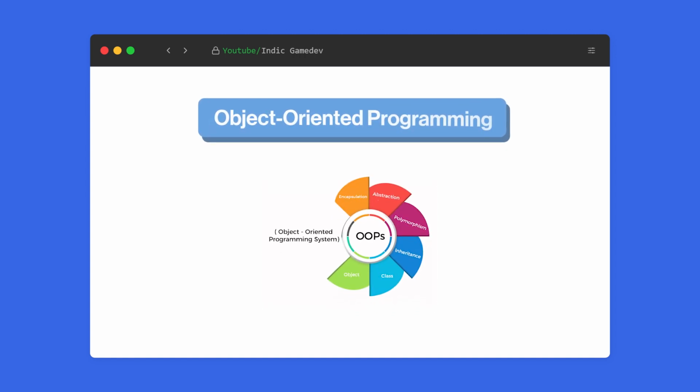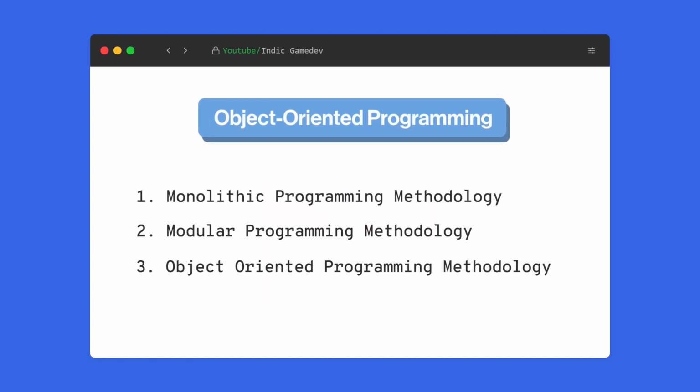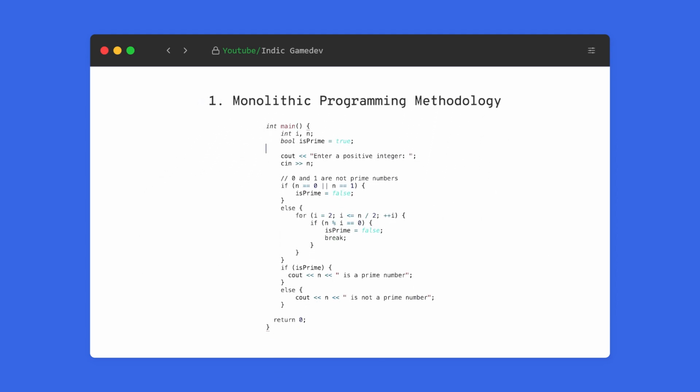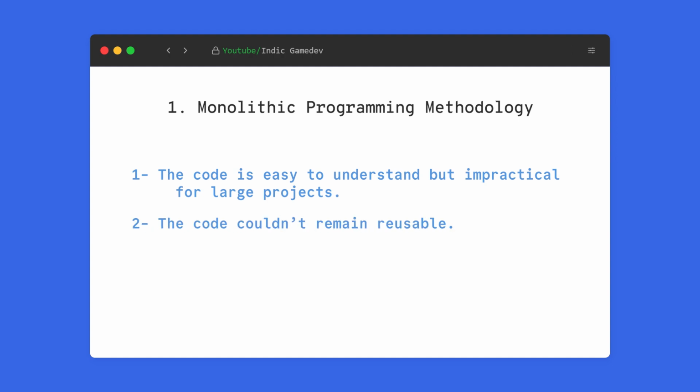Before understanding object-oriented programming, it's important to know about three other programming methodologies that came before it. The first was monolithic programming, where code execution was straightforward. Code was written in one place, and it ran line by line in sequential order. While this made it simple to write and understand code, it became impractical for large projects. Additionally, the code wasn't reusable, meaning the same logic had to be rewritten in different places.